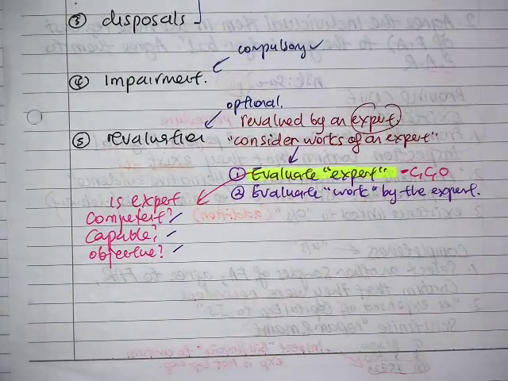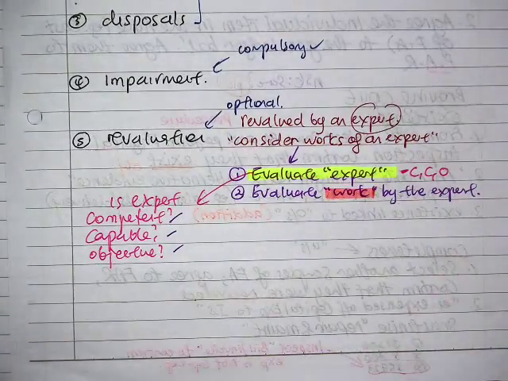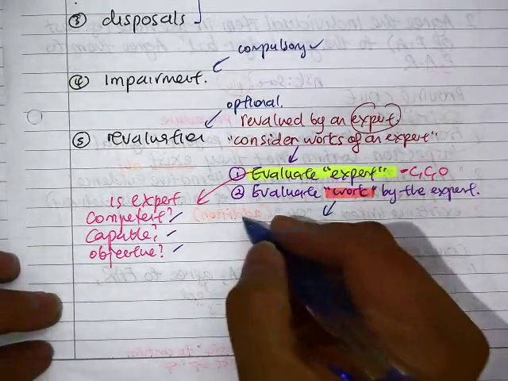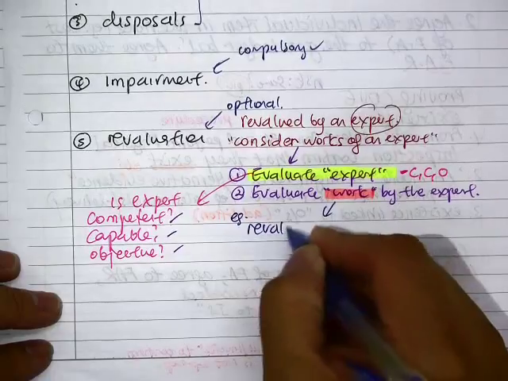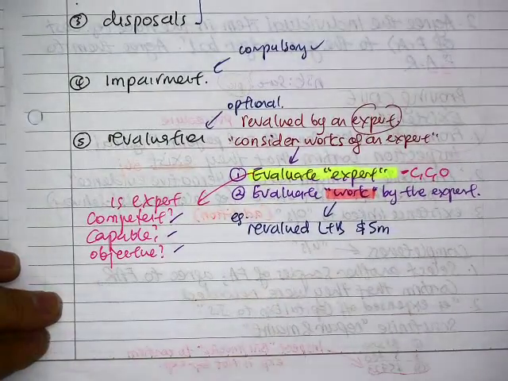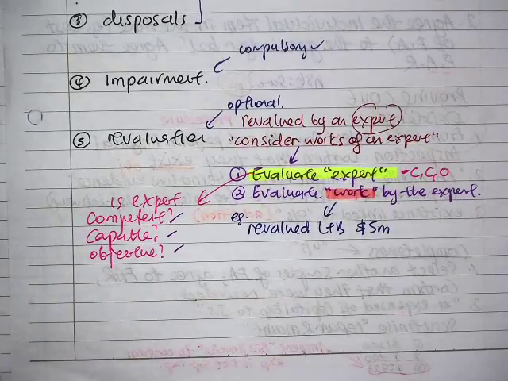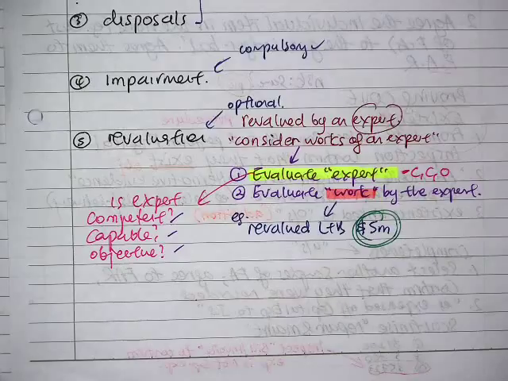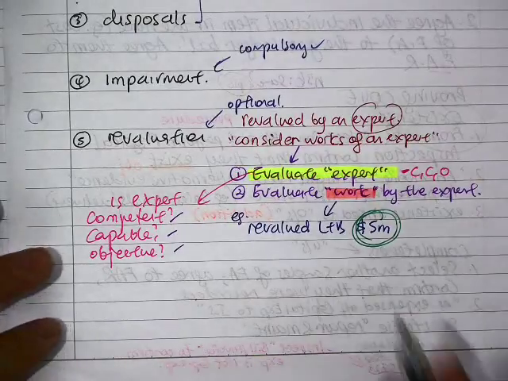then we look at the work. In this case, the work is the revaluation. For example, the expert revalued the land and building to 5 million. So now we are looking at the 5 million. Do you find that 5 million is a reasonable amount? So what are the things that we can do here?